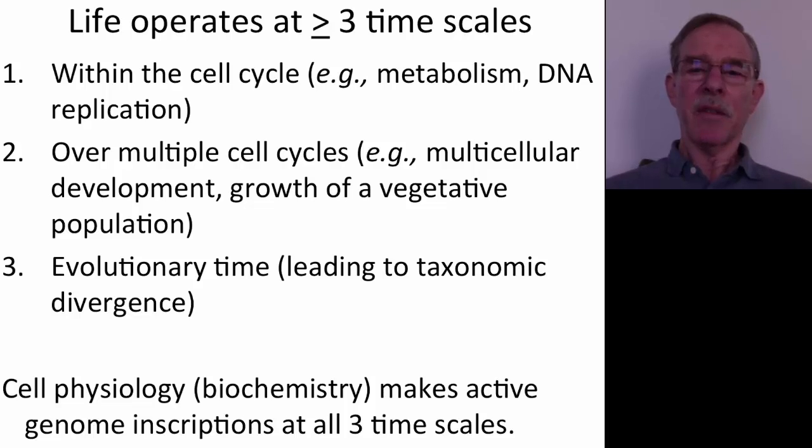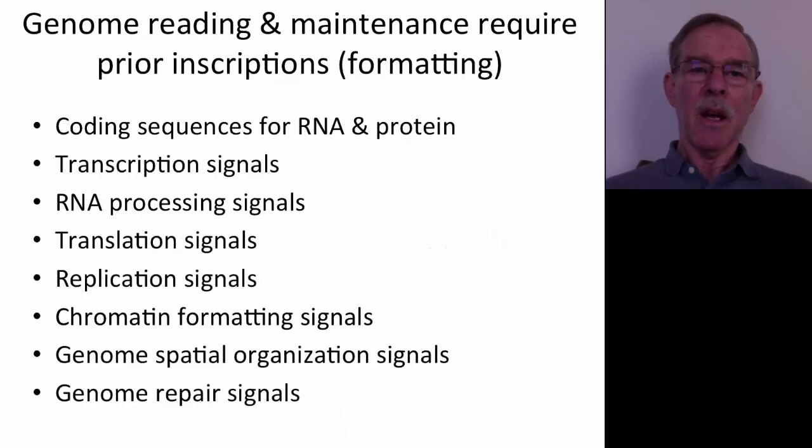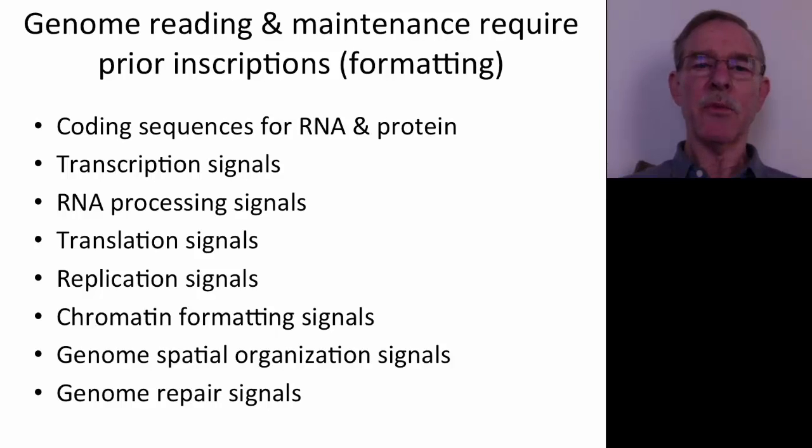And as we'll see, evolutionary time scales can be quite short as well as quite long. The major point of what I'm trying to say is that cell physiology, cell biochemistry, makes active genome inscriptions at all three time scales. Within the cell cycle, the way cells read their genomes, and the way they maintain their genomes, requires that there have been prior inscriptions in the genome. This is like formatting a computer program.